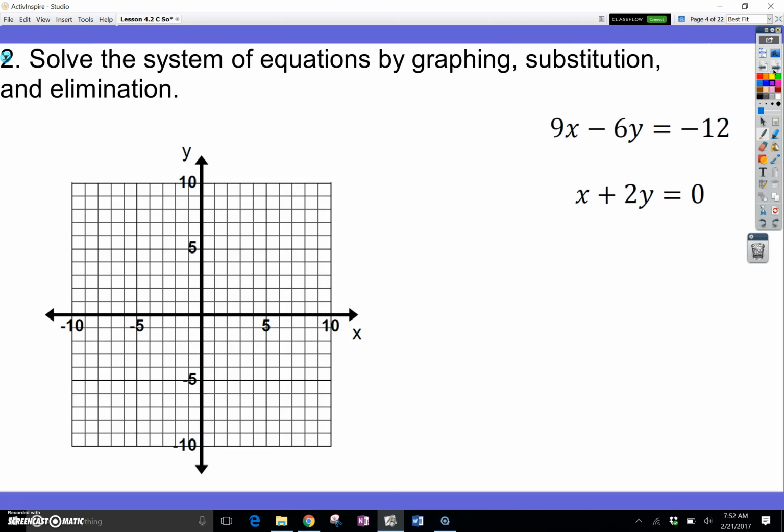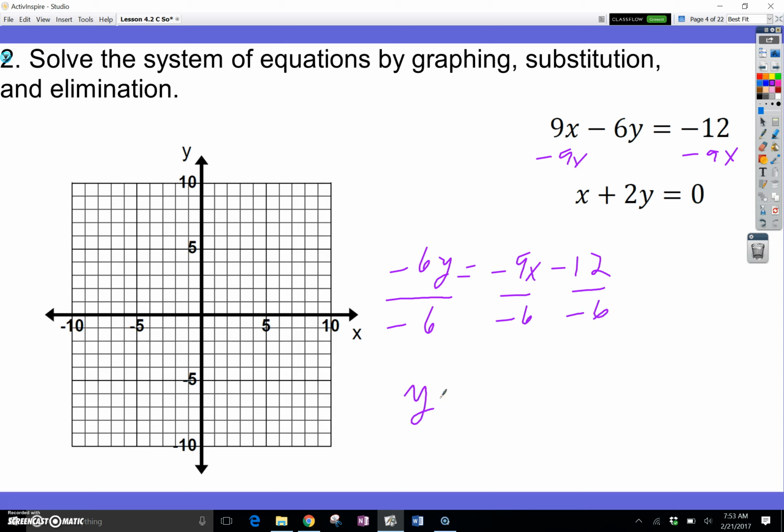So now let's go ahead and look at this one. Let's solve the system of equations by graphing, substitution, and elimination. So on this one, what I would like to do is get them both into slope-intercept form. So the first one, I would minus 9x, and this would give me negative 6y is equal to negative 9x minus 12. From here, I would divide each and every term by negative 6, which would give me y is equal to positive 3 over 2x plus 2.